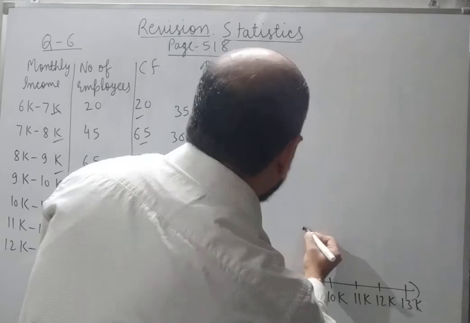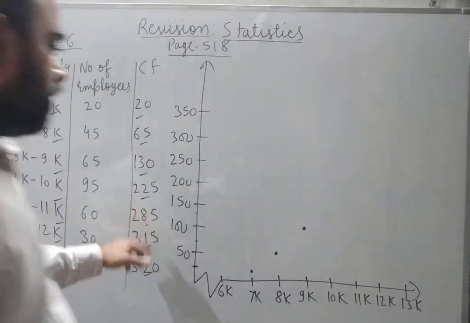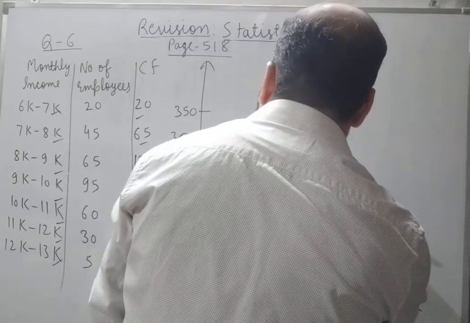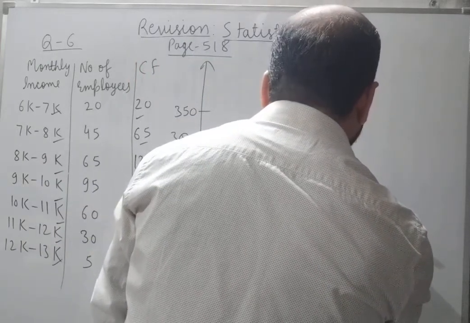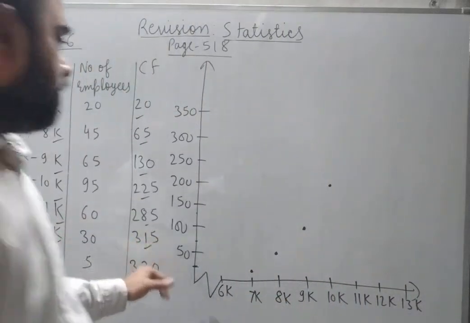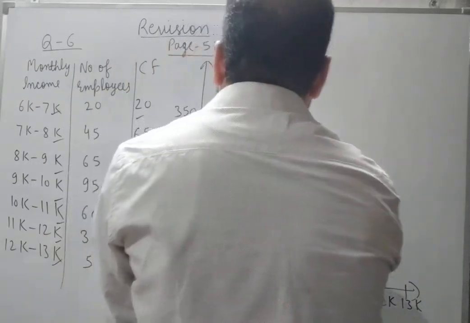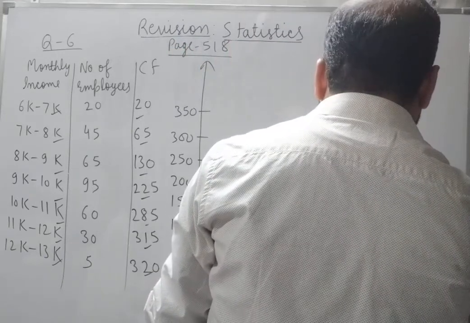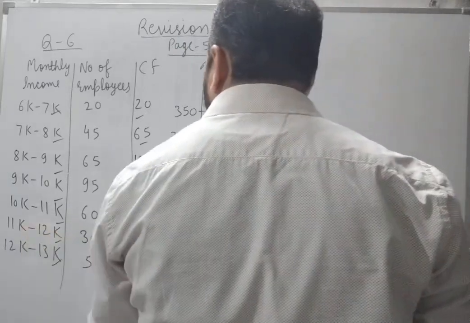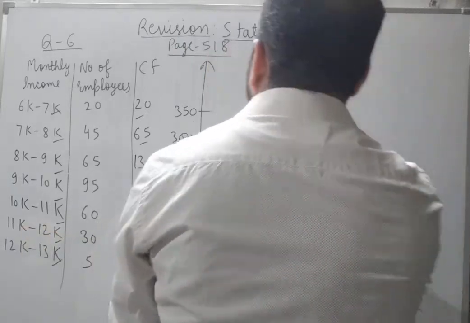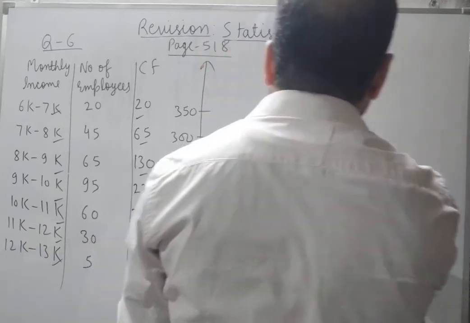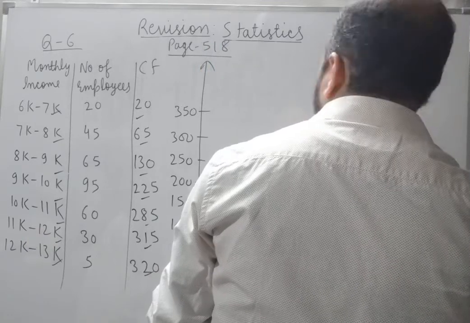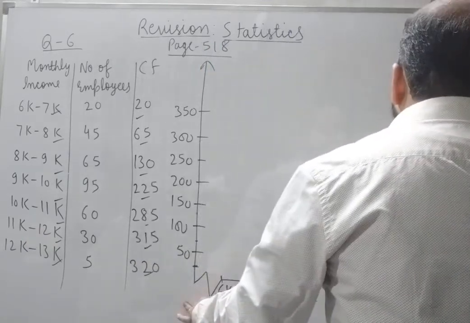Okay. So this is the next point. 10,000, 225. So 225 will be here. Next, 11,000, 285. 285 means, this is 275, so 285 here. This is 11,000. Next, 12,000, 315. 315 means this is 315. Then the last one is 320. It means a little bit of difference.